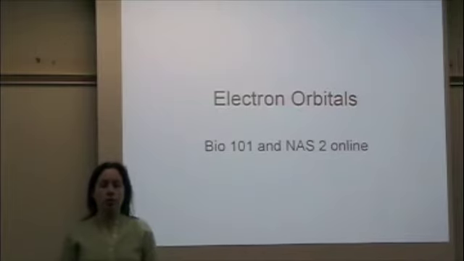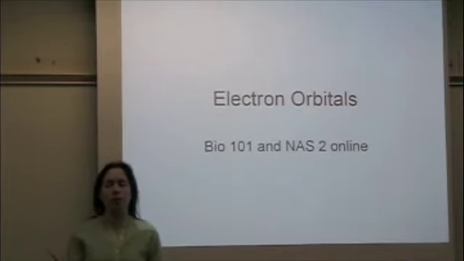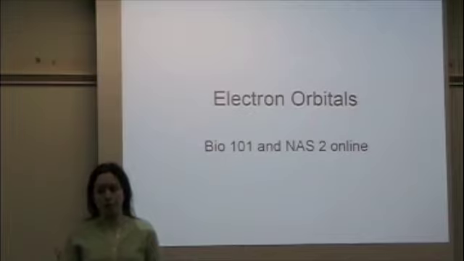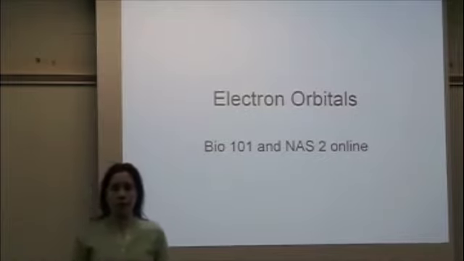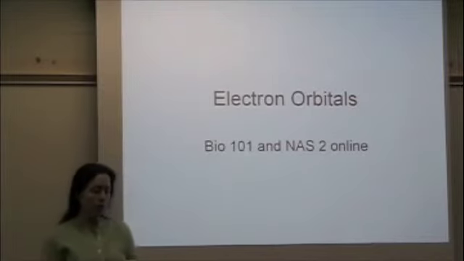Going to talk about electron orbitals. And remember that electrons are the smallest subatomic particle. They are circling around the atomic nucleus. And we can say the orbital is the area of space around the nucleus where the electron is most likely to be found at any given time.